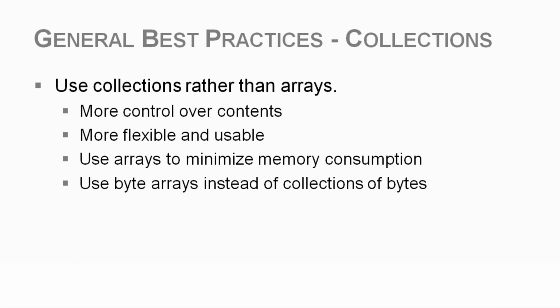Arrays minimize memory consumption simply because they don't have the overhead that collections do. And byte arrays are often required. For instance, when you're working with stream objects, you're going to be working with byte arrays as opposed to collections. And collections of bytes are not particularly performant.